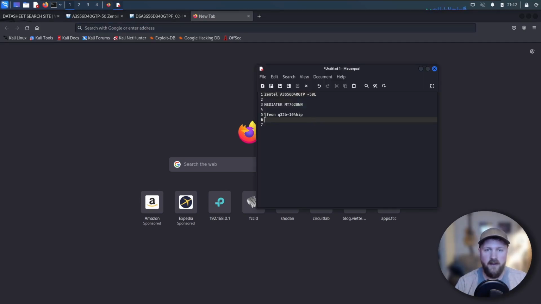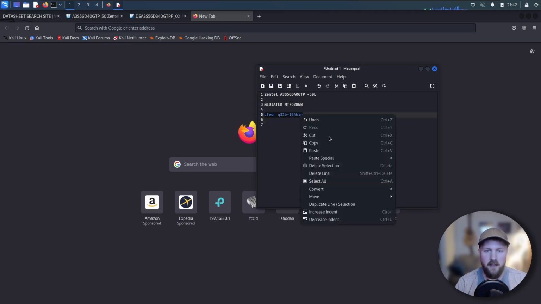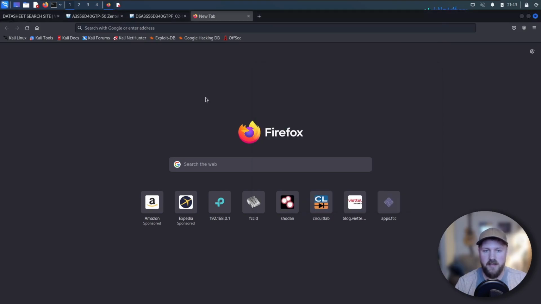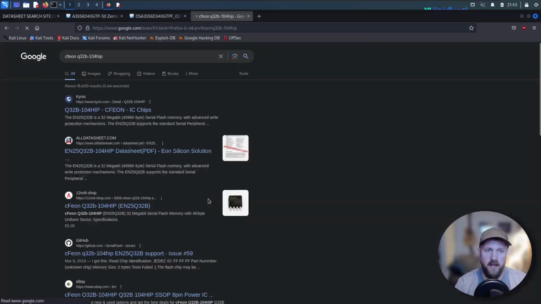All right, so we identified the ROM as this Eon EN25Q32B-104HIP. We couldn't see it on the chip, but with the pictures we were able to find it. So let's again do a quick search through Google for that. The second result here is the one that I found a good data sheet for, and it's through alldatasheet.com.